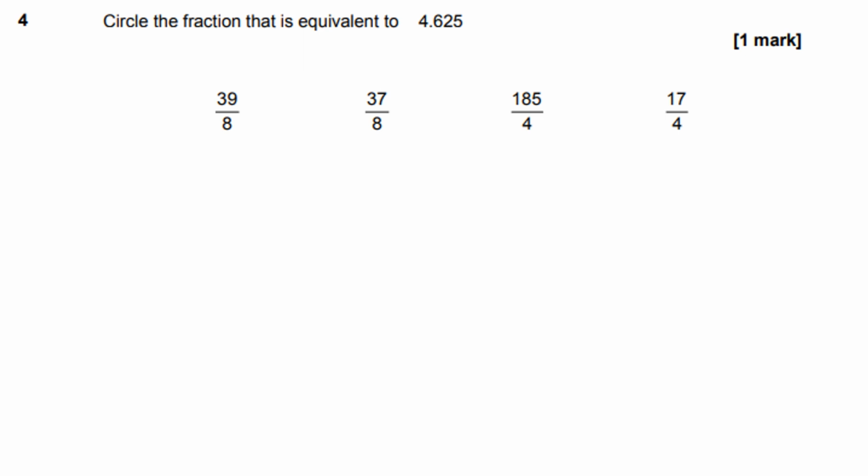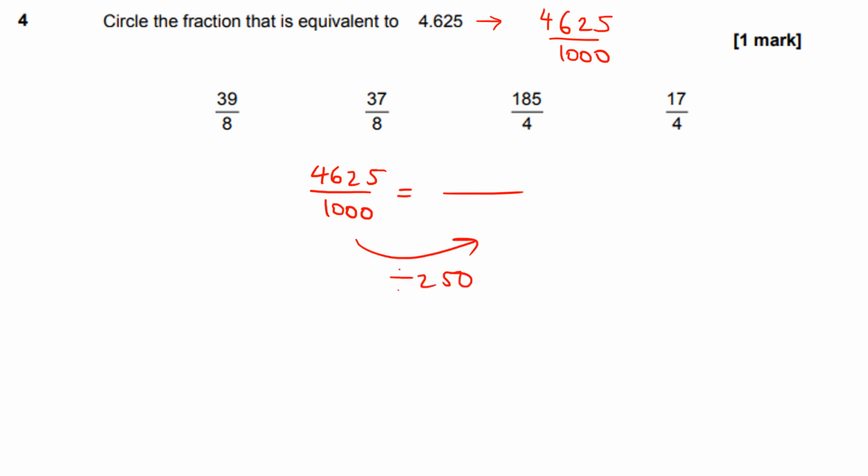Right, question number 4, circle the fraction that is equivalent to 4.625. We should all know that 4.625 is the exact same thing as 4625 out of 1,000. Looking at your options, you're going to make your denominator to be either 8 or 4. So that means if I write it down here, that's out of 1,000. In order for me to make it 4, that would mean that I need to divide it by 250. So if I divide it by 250, it will exactly divide into 1,000, but it wouldn't divide into 4625. So that means 2 of the 4 options are going to be out of the equation.